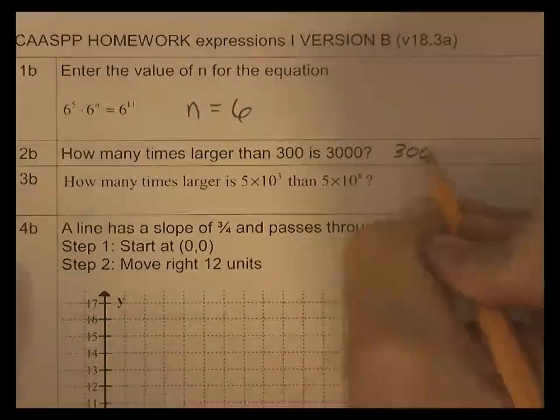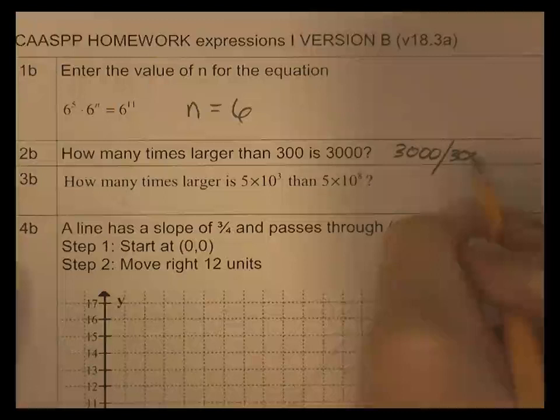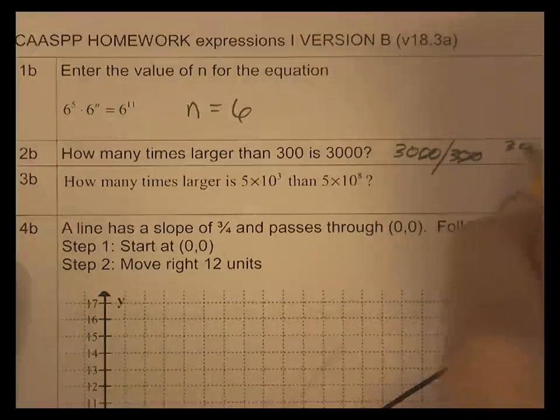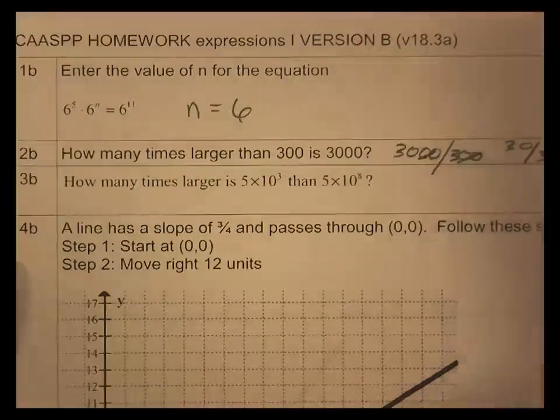How many times larger than 300 is 3,000? So I'm going to go 3,000 divided by 300. Zeros are going to cancel. That's 30 over 3, which is 10 times bigger. There's the work for it, 10 times bigger.